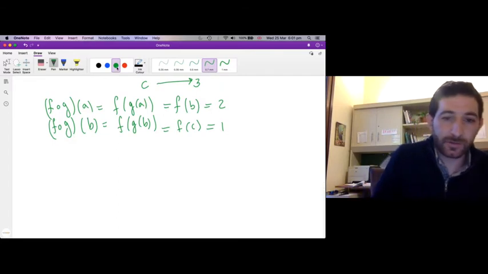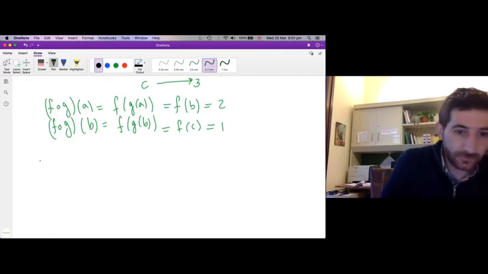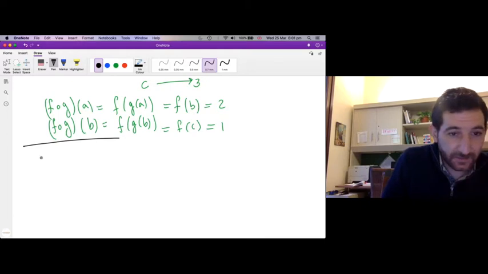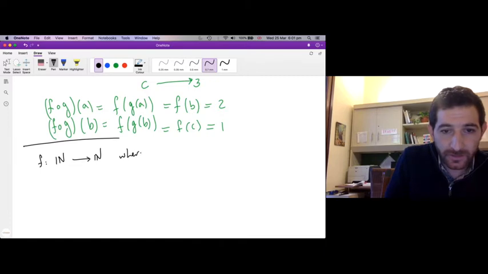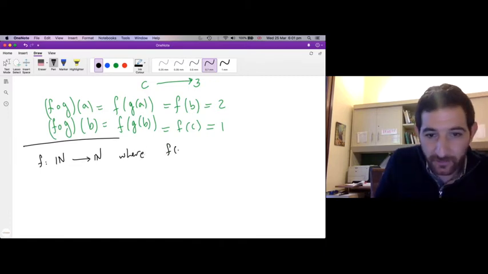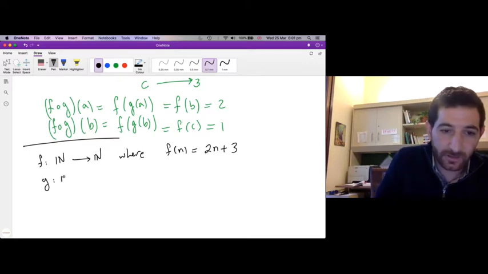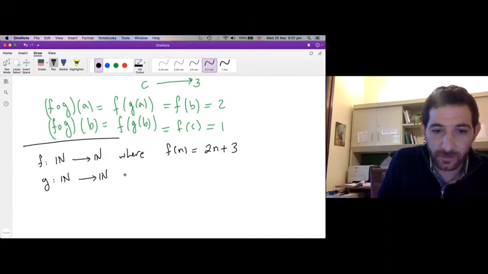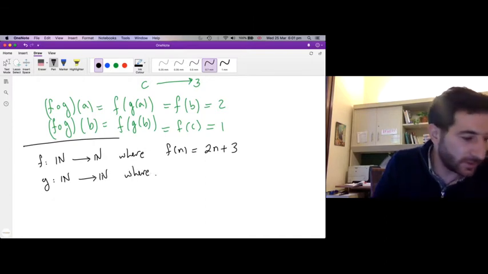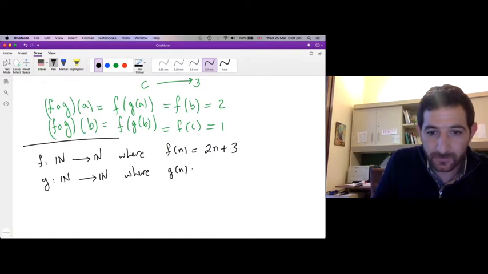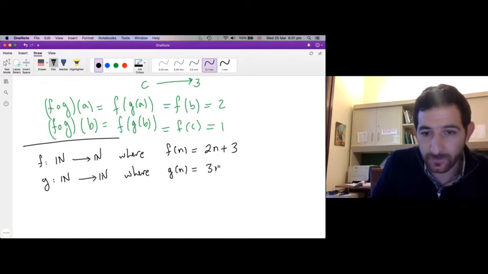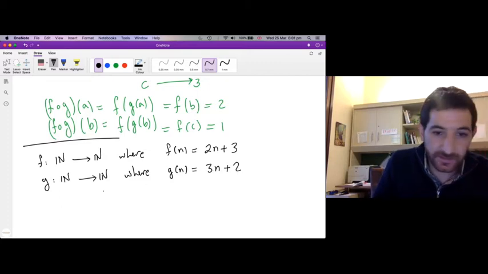Let's take another example. Let's consider the function f from the natural numbers to the natural numbers, where f of n is equal to 2n plus 3. So f takes an integer and produces twice the integer plus 3. And g is another function from N to N, where g of n is equal to 3n plus 2.